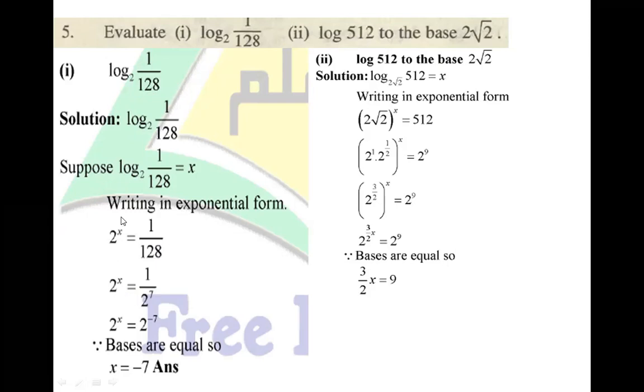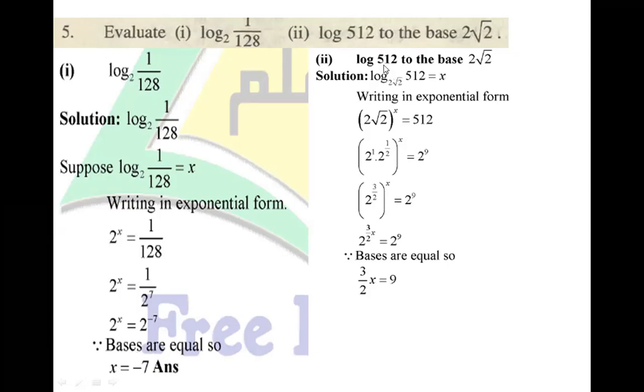So it becomes 2 raised to power x is equals to 1 over 2 raised to power 7. Now this 1 over 2 raised to power 7 will be written as 2 raised to power minus 7. Now the bases are same, so the exponents will be equal, so x is equals to minus 7. So it means that log of 1 over 128 to the base 2 is equals to minus 7.